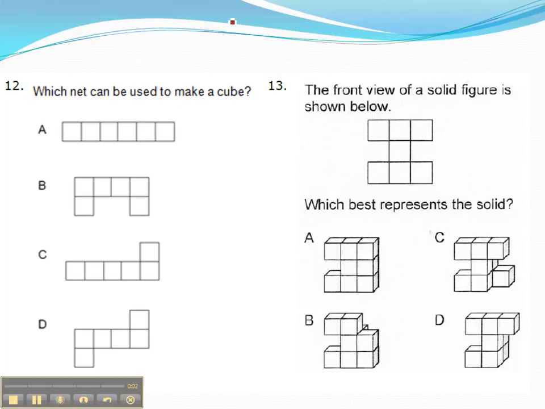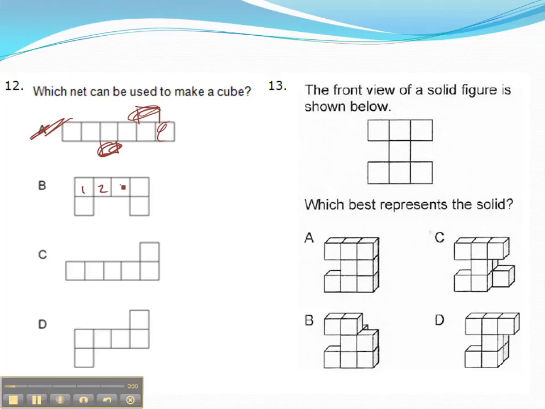Number 12 asks which net can be used to make a cube. I think you can look at answer choice A and see that that will not fold around. You could fold it around to make the outside of a hexagonal prism, but you need some of these squares on the other side to fold over to close it in. So, if it were a cube, two of these squares would have to be relocated. So answer choice A will not work.